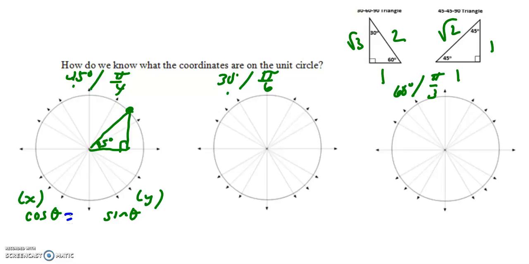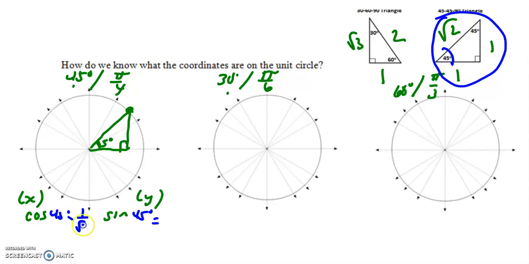The cosine of theta, if I want to be more specific, instead of saying theta now, we are really finding the cosine of 45 degrees and the sine of 45 degrees. The cosine of 45 degrees, if we take a look at this triangle up here, I'll use this as a reference, would be 1 over root 2. The sine of 45 is also 1 over root 2. Both of these can be rationalized to be root 2 over 2 and root 2 over 2.